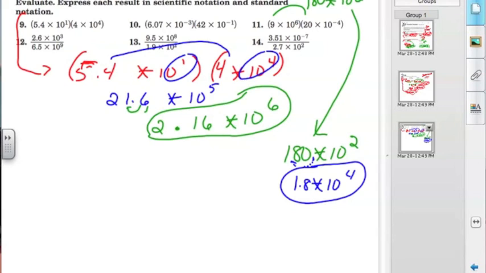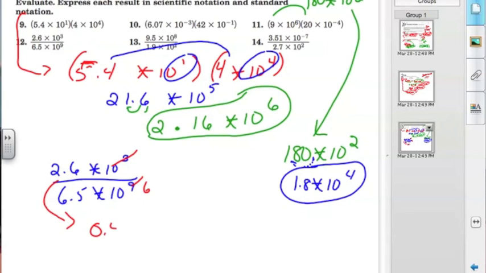Alrighty. Moving on to number 12. I have 2.6 times 10 to the 3rd being divided by 6.5 times 10 to the 9th. At this point, we can look at the tens. We have 10 to the 3rd divided by 10 to the 9th. Remember your rule. If you have like bases and you're dividing, you can simply cancel things out. So I actually have 10 to the 6th on the bottom. And 2.6 divided by 6.5 gives me 0.4 times 10 to the negative 6.